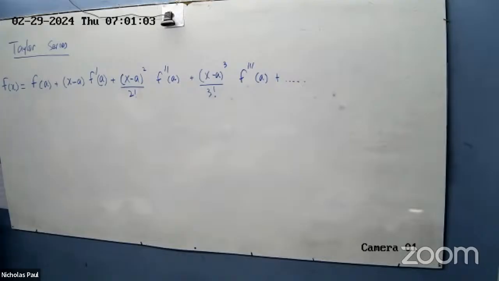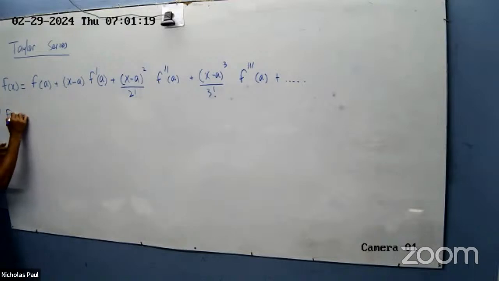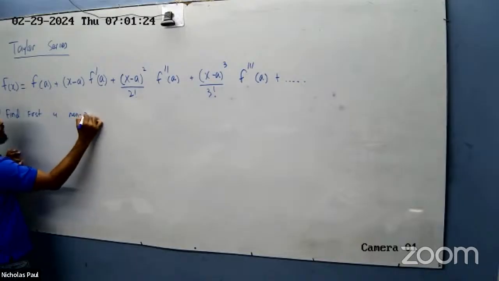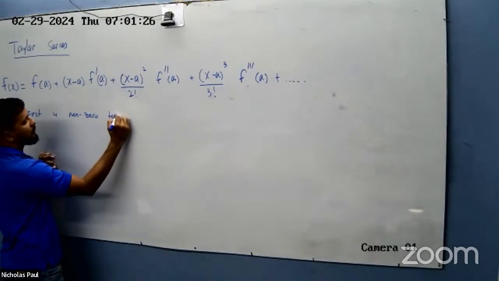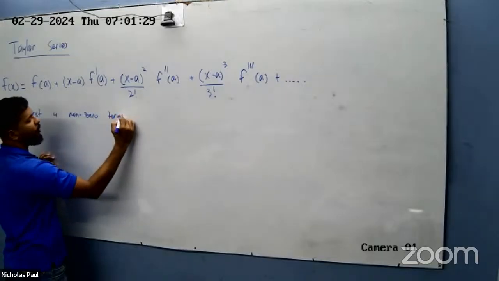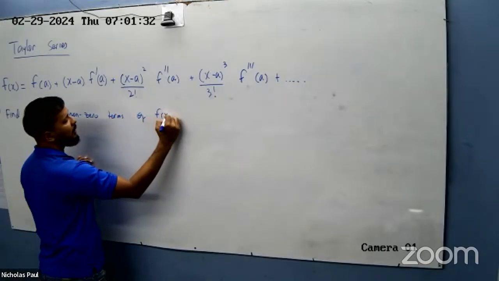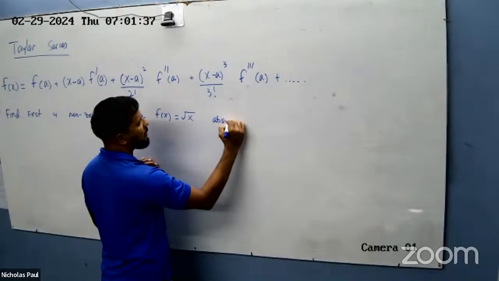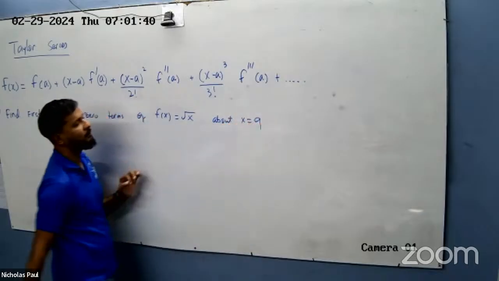Let's try one. Every function that you get at this level is differentiable. Some functions are not. All right, so let's find the first 4 non-zero terms of f of x is equal to the square root of x about x is equal to 9.